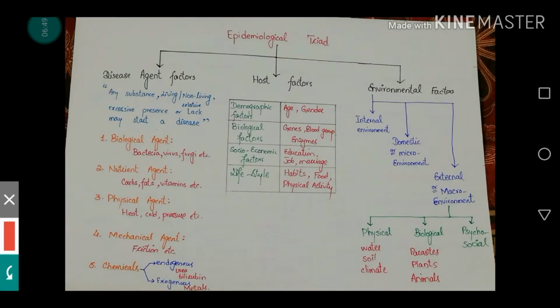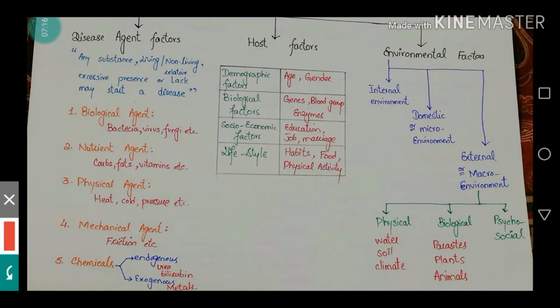Now, talking about the epidemiological triad, the rationale of this triad is that whenever there is an interaction between the agent, the host, and the environment, only then a disease will occur. Now, going into detail of each of them, agent is defined as any substance, living or non-living, either their excess or relative lack may start a disease. So anything that starts a disease, be it living, be it non-living, be it in excess, or be it in deficiency. Now, there are biological agents, which clearly show bacteria, viruses, fungi, parasites, and many others.